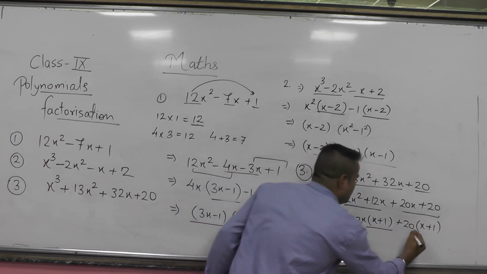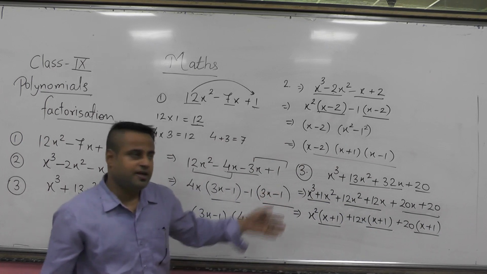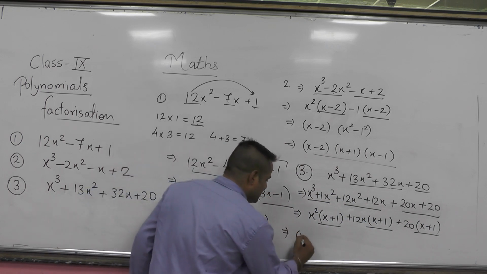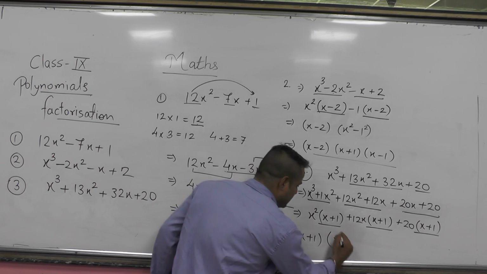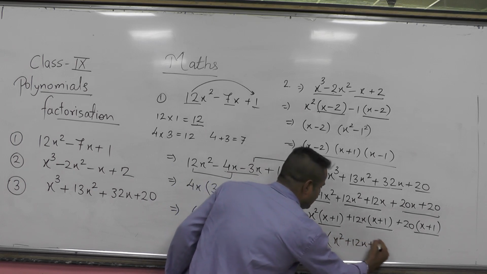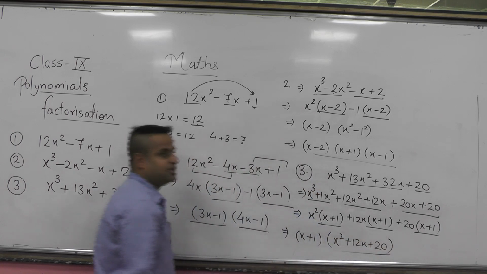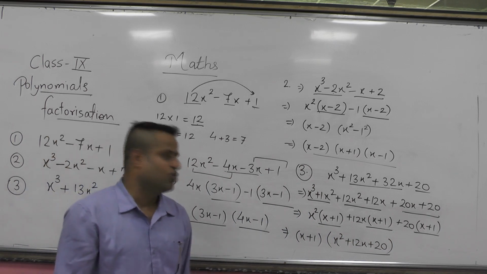As you can see, x plus 1 is a common factor from all three, so we can take it common. So x plus 1 will be common, and x square plus 12x plus 20 will remain. Now we have to split this polynomial one more time.